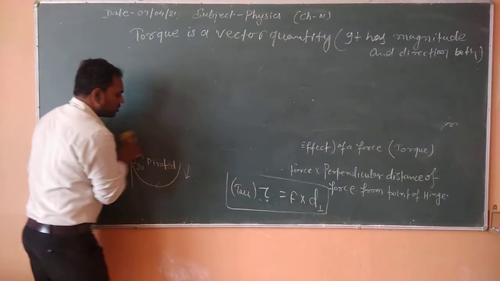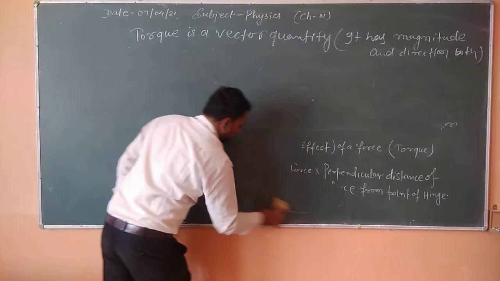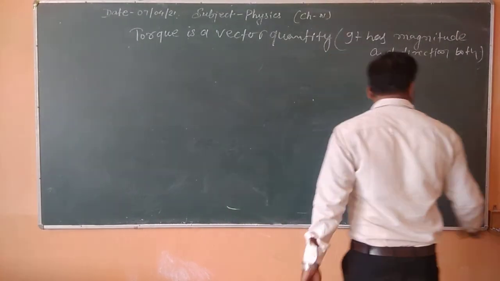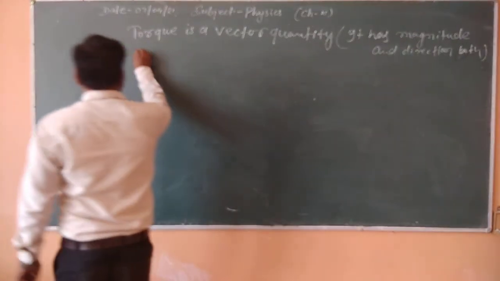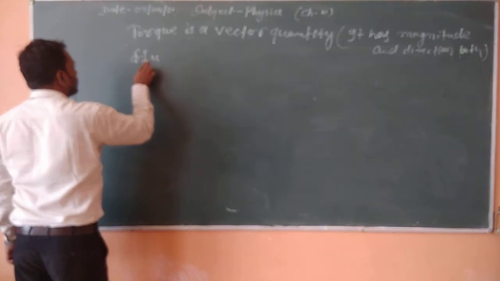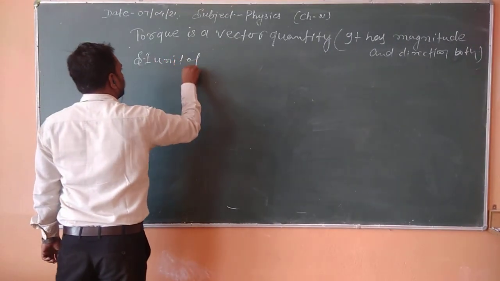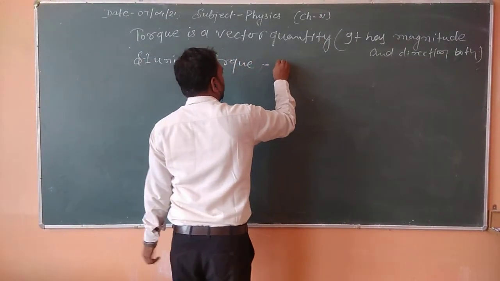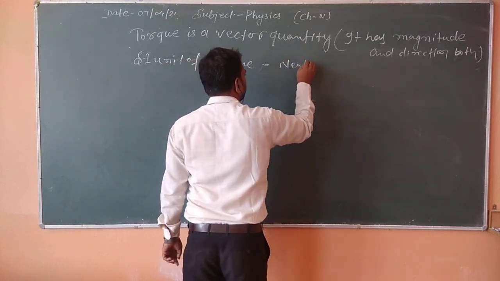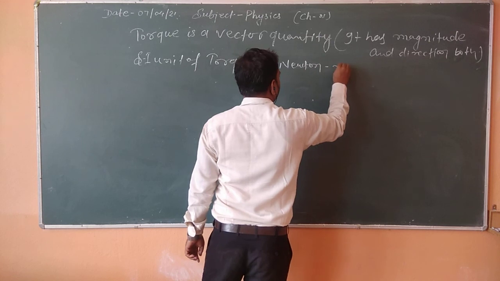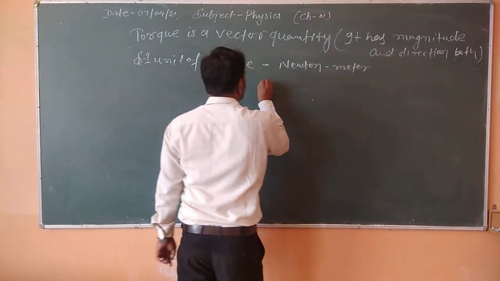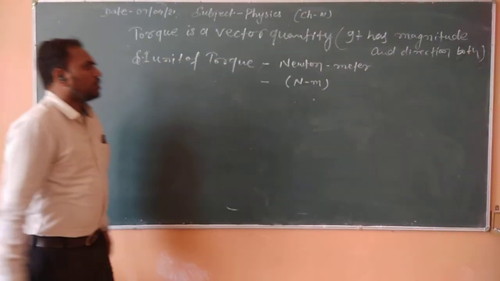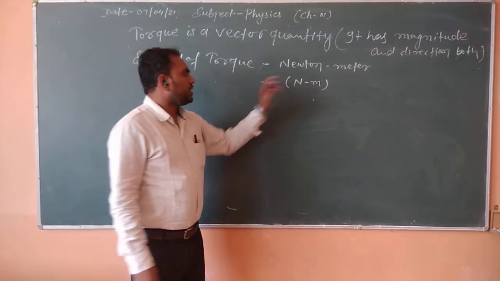So we have understood the formula for torque and its unit. The SI unit of torque is Newton meter. You may note it as N into m. Okay, Newton meter.